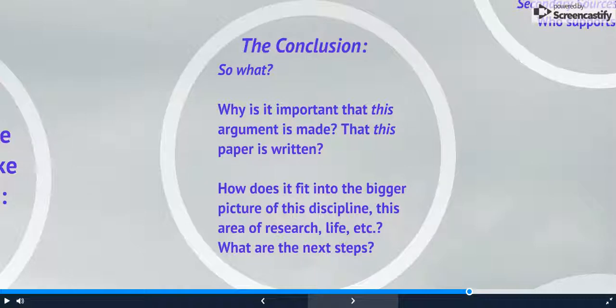The conclusion, this is the so what. Why was it important that this argument had to be made, that this paper is written? How does it fit into the bigger picture of this research life idea? And then what are the next steps?